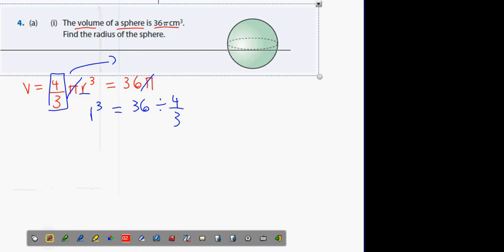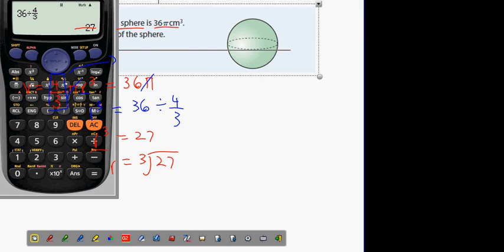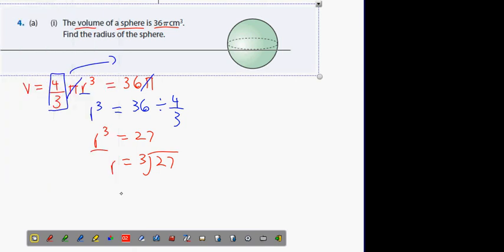Now what you're left with is that r cubed equals 27. And r cubed equals 27 means what number, when you multiply it 3 times by itself, gives you 27. You use the cube root on the calculator. Press shift, put in 27, and you get 3 as your answer. So r equals 3.